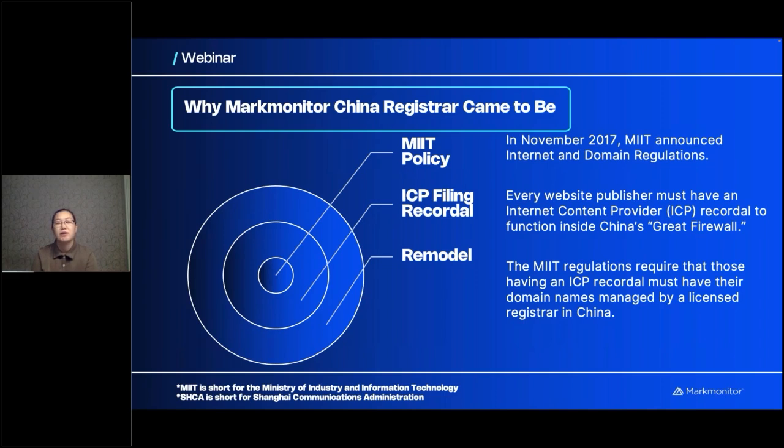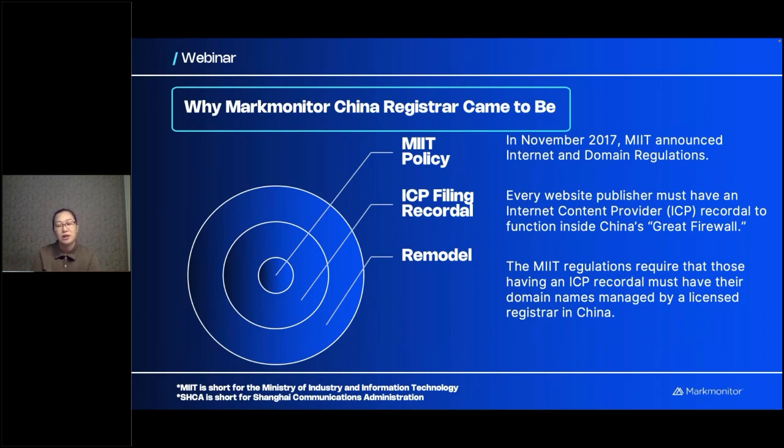That's why MIIT announced the new one in 2017, and it set very clear the roles and responsibilities for different players on the internet, for example, the root management and the registries, registrars, and even registrants. So it's very clear, and that is the latest regulation for now. All the registries and the domain industry need to follow that.